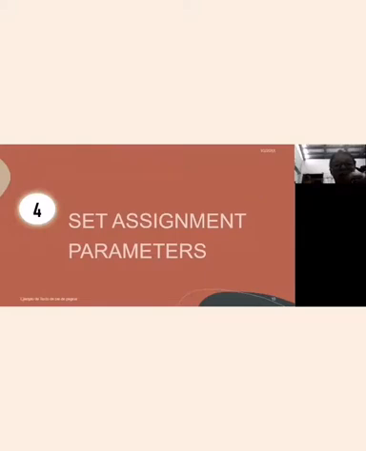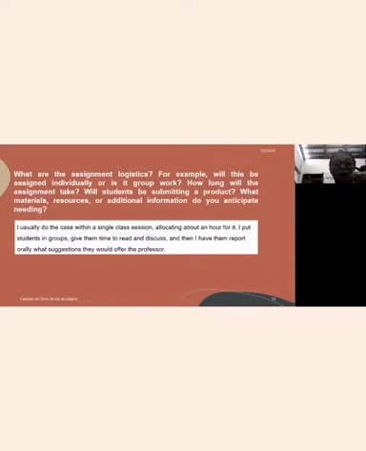Then you need to set assignment parameters for your students. What are the rubrics, or what can you do in the following step? What are the assignment logistics? For example, will this be assigned individually or as group work? This kind of question can help the students to write or have an idea of what the teacher wants the students to do.